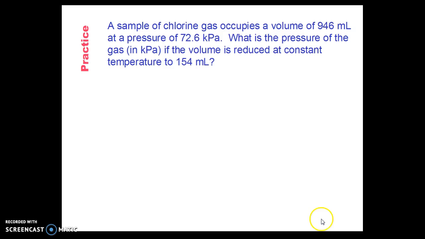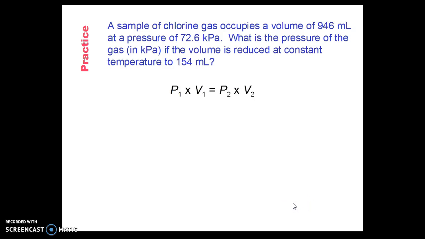So, you can practice. A sample of chlorine gas occupying 946 milliliters has a pressure of 72.6 kPa. What's the pressure in kPa if you reduce the volume to 154 milliliters? Now, if you think about it, you realize you're going to have to increase the pressure.